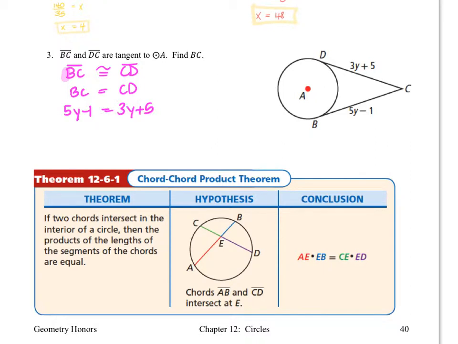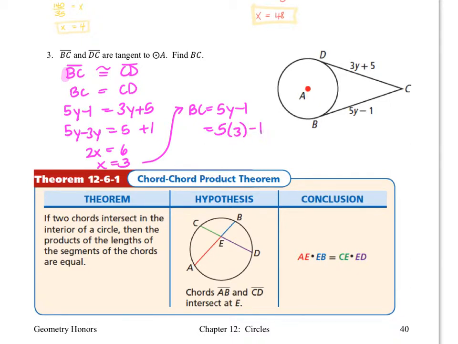So 5y minus 3y is equal to 5 plus 1. 2y is equal to 6, and that means that y is equal to 3. We wanted to find the length of segment BC. So BC is equal to 5y minus 1. We plug in what we just found, which is 3. That means BC is equal to 15 minus 1, or 14.